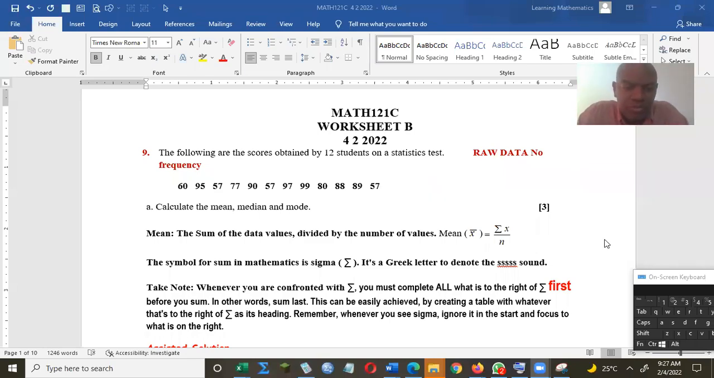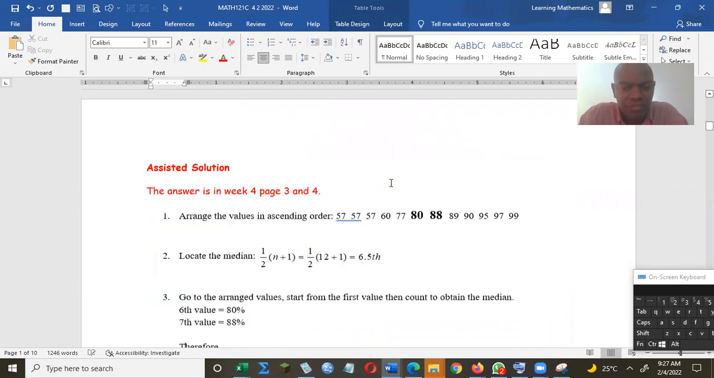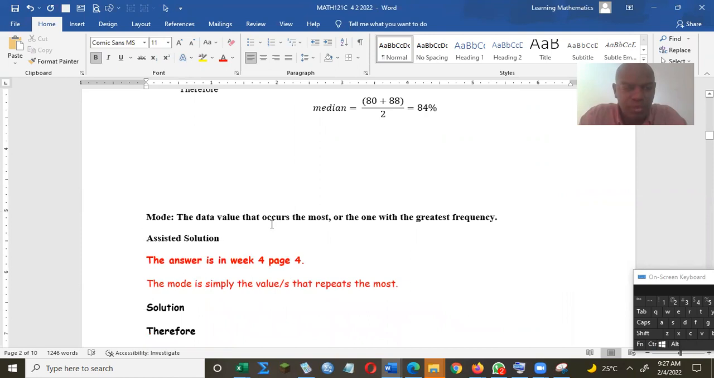Yes, so we're going to demonstrate how to calculate the mode for a raw set of data. We did mean, median, now we are doing mode for a raw set of data. Okay, these are the values. These are the values disorganized, and here we have them arranged in ascending order. So we can just copy them and paste them for mode.